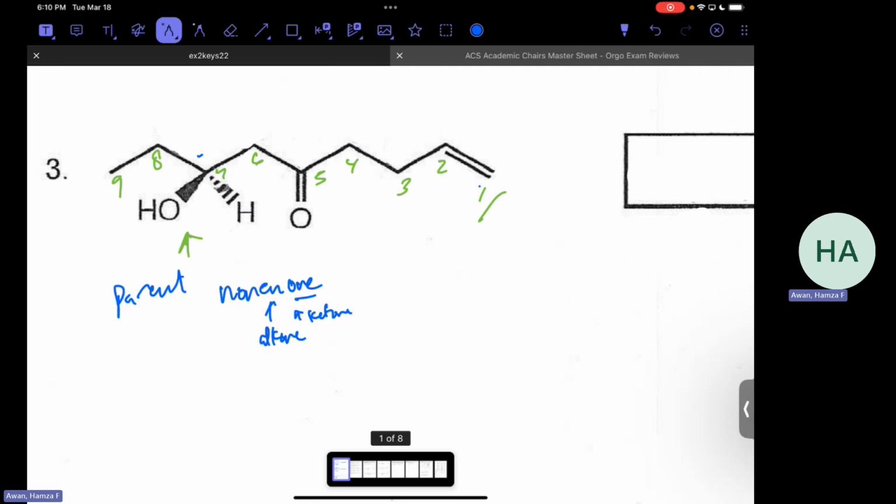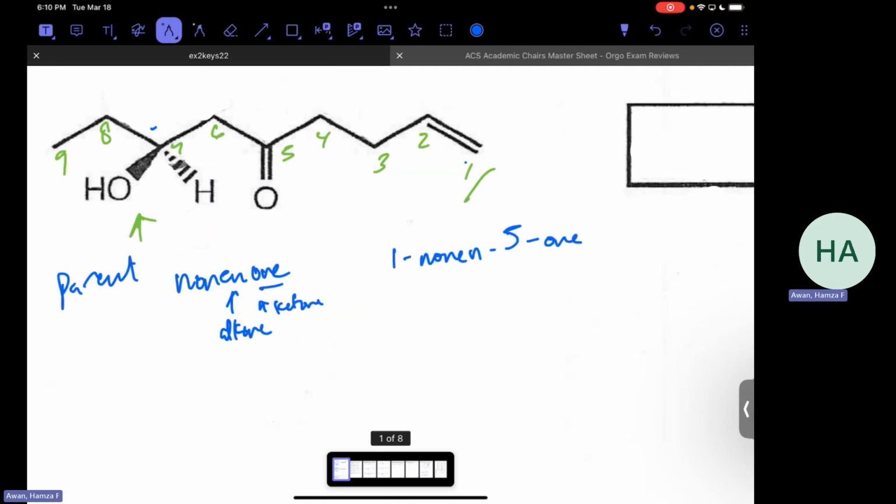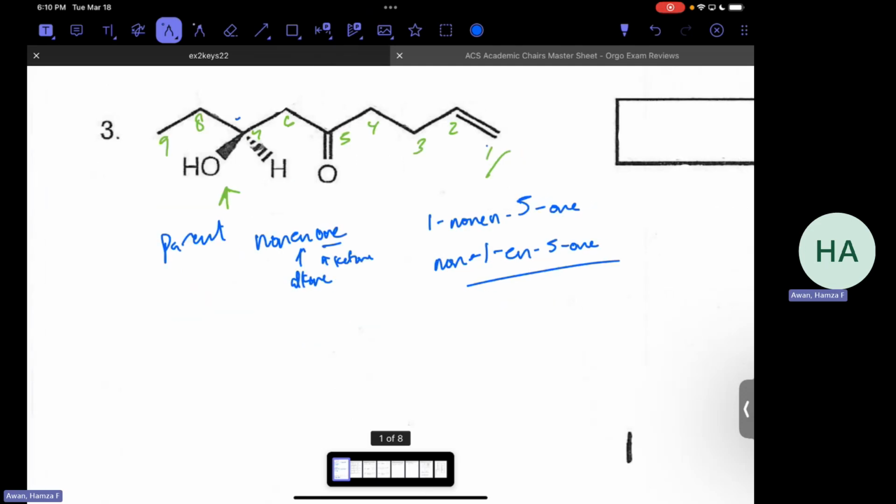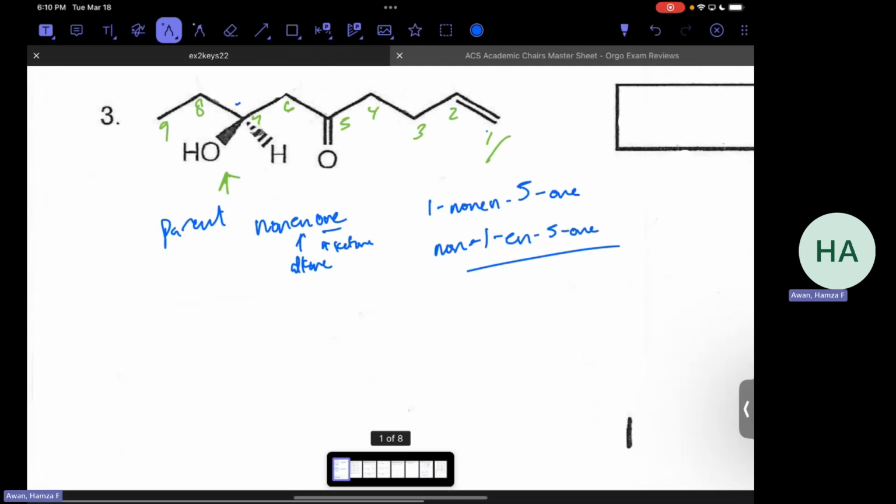So we're going to have to put 1-nonene-5-one, right? Or we could do non-1-en-5-one, right? So both of these are acceptable parent chain names. And then lastly, we're going to be looking at our substituent, which is the hydroxy group at carbon 7. So 7-hydroxy.